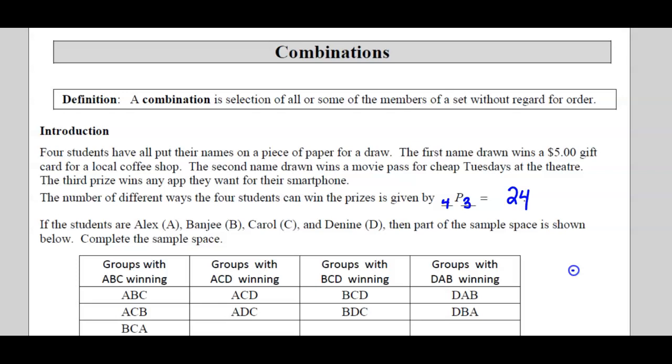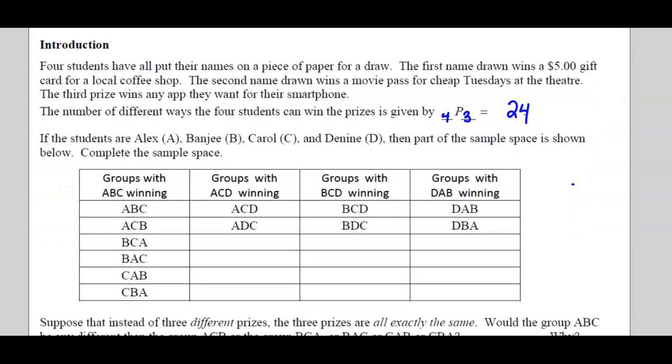Right? Here are all the sample spaces. Okay? We started them for you. So A is for Alex, B is for Banji, C is for Carol, D is for Janine. Then part of the sample space is shown and you're going to finish it. So this would be, for example, A winning the gift card, coffee shop app. Gift card, coffee shop app.